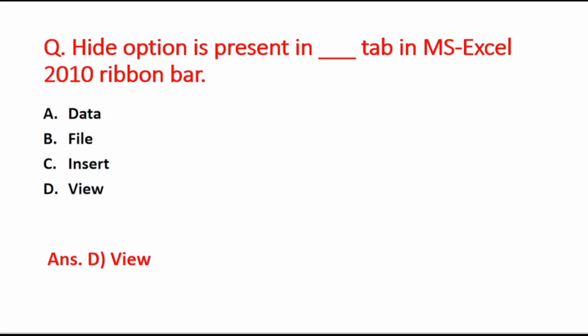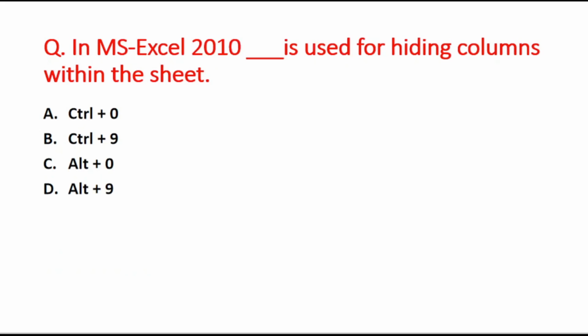Next question is, in MS Excel 2010, blank is used for hiding columns within a sheet. Your A option is Control plus 0, B option is Control plus 9, C option is Alt plus 0, and D option is Alt plus 9. So the right answer is option A, that is Control plus 0. Shortcut key is used for hide a column within a sheet.